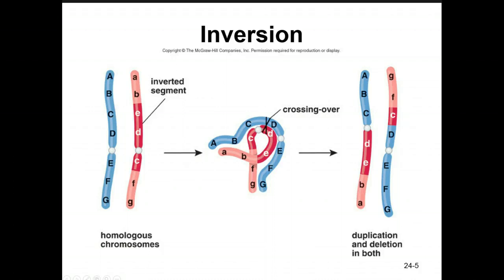When crossing over occurs between the one from mom, which is this pink one here, with the one from dad, which is the blue one, both chromosomes can end up having a duplication of some segments and a deletion of other segments.